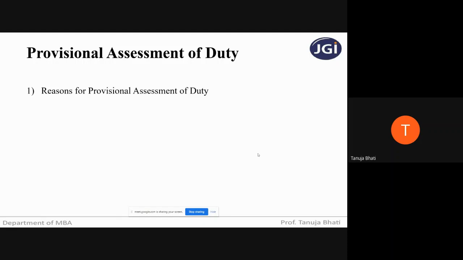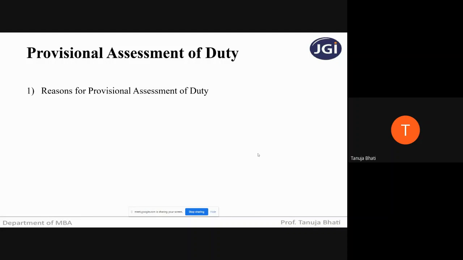Now let us move ahead to provisional assessment of duty. Let us understand what this provisional assessment of duty is. First, you need to know the reasons why provisional assessment of duty is done. See students, you all know that customs duty is a self-assessment duty. When the importer is importing goods, he will self-assess the customs duty to be paid based on the value of imported goods.